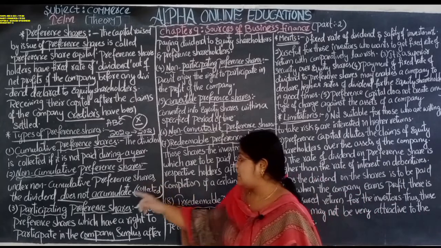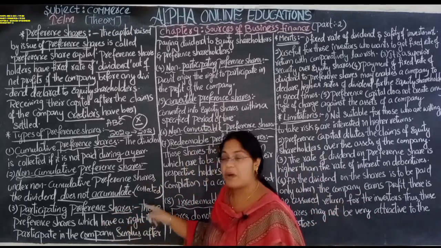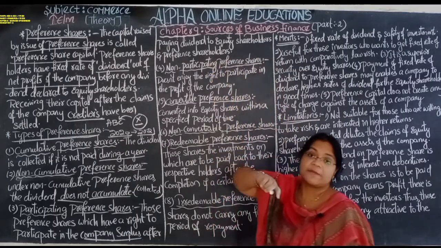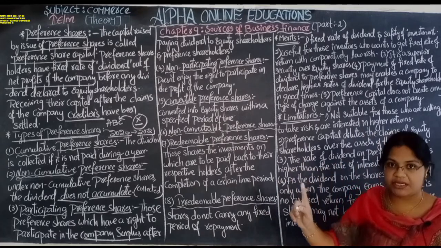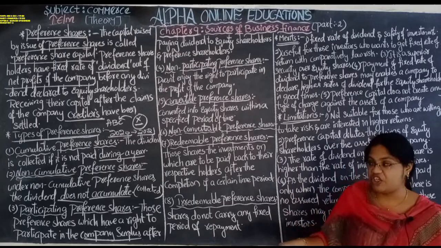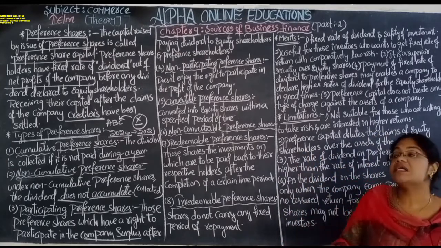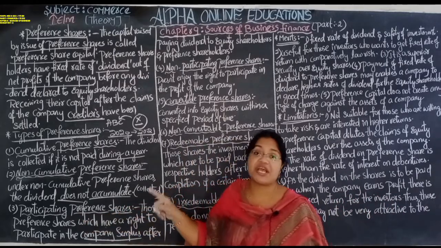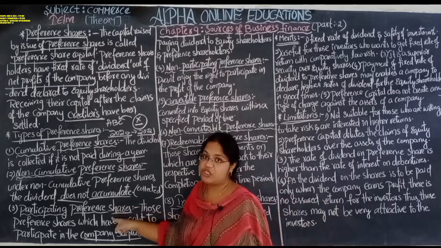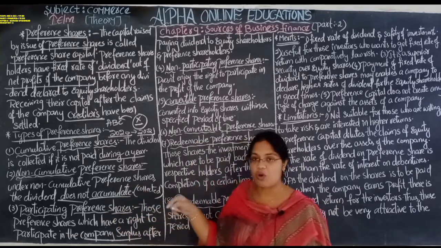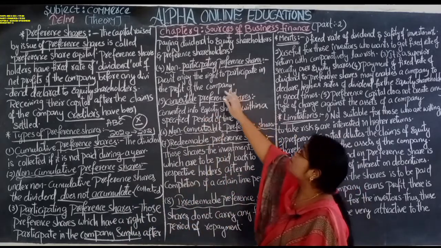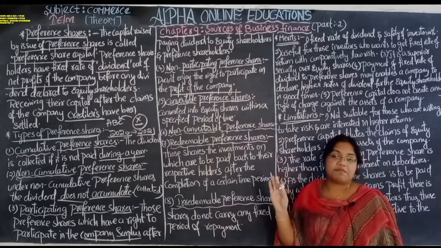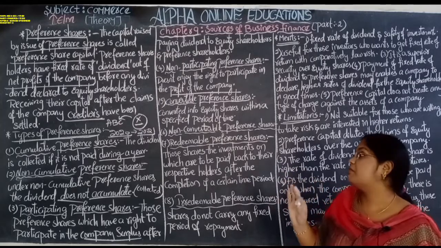So participating preference shares are those preference shares which have a right to participate in the company's surplus after paying dividend to equity shareholders and preference shareholders. First the company will pay the dividend to the creditors. After that it will pay the preference shareholders. Then it will pay the equity shareholders. If any surplus amount remains, then that amount is taken by the participating preference shareholders. Non-participating preference shares do not enjoy the right to participate in the profit of the company. They will not participate in collecting any excess or surplus amount of the company.